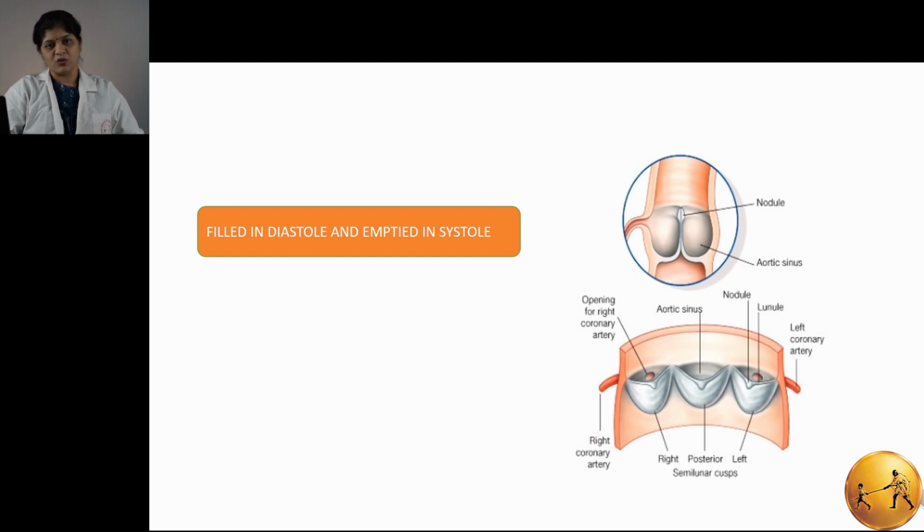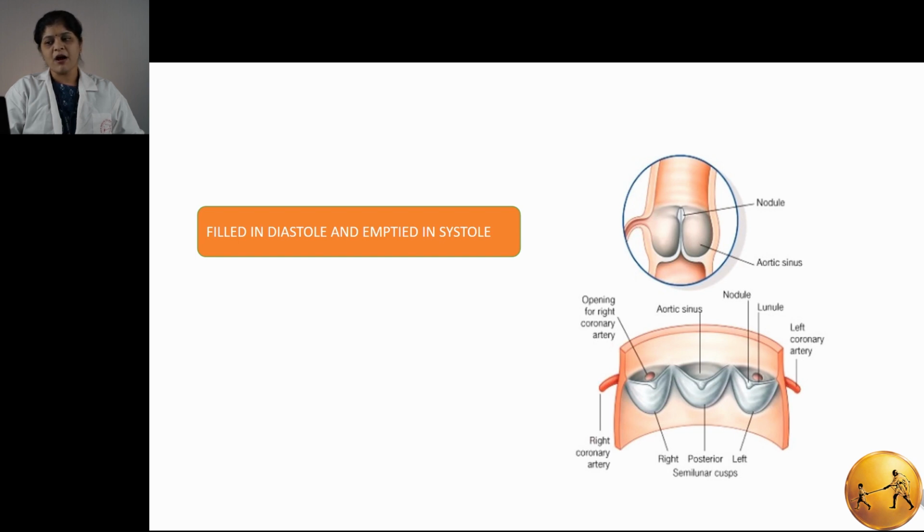When there is a systole, the blood present in the left ventricle goes into the aorta, and during the diastole the remaining part of the blood that comes down gets collected in these aortic sinuses, which are formed because of the cusps of the valve of the aorta. So these are the three valves and the cusps present in the aorta.